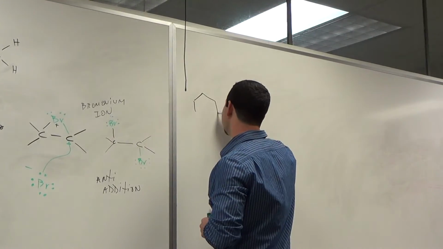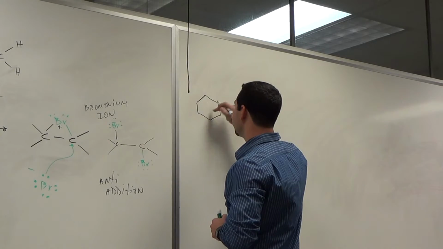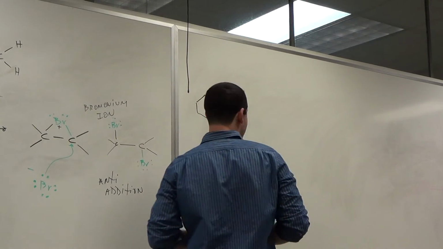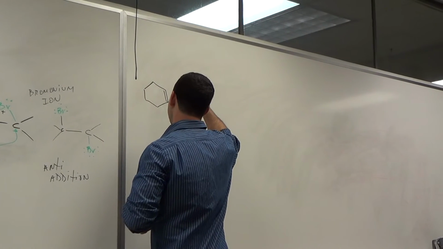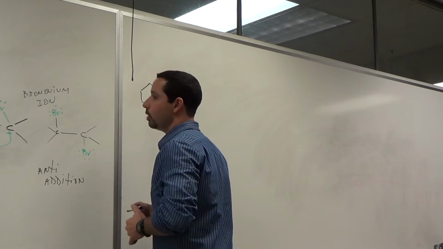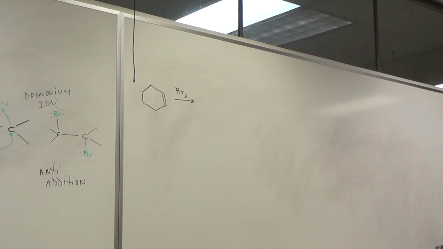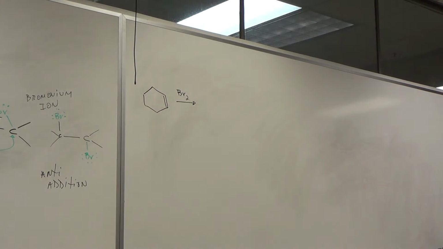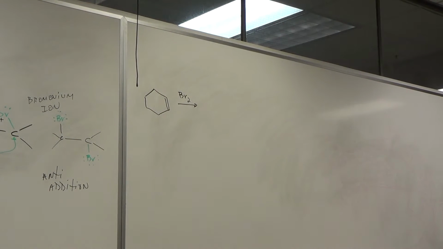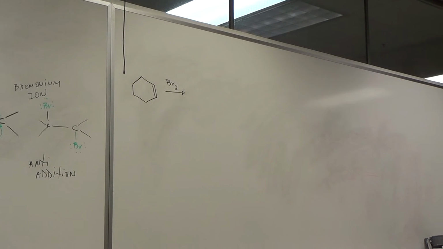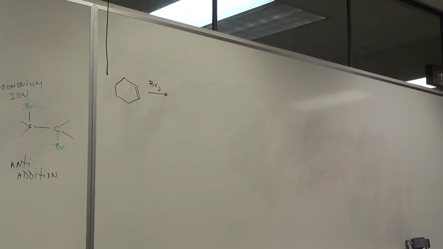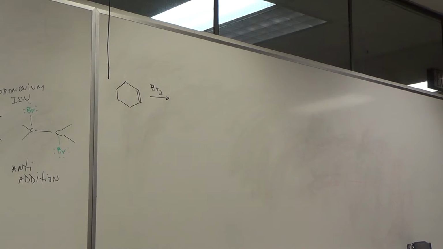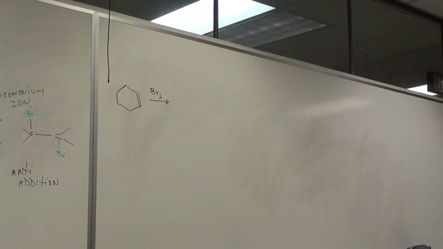Let's try this. See what you can make of this. Here we have this. And you are going to draw this Br2. And you're going to have a problem if you try to do the intermediate for this. So you have to have in your head that the bromine is going to add to one carbon, and the other bromine is going to add to the other carbon. And the addition has to be anti.